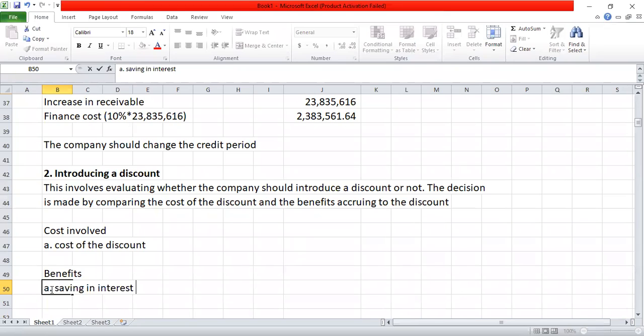So if you introduce a discount, you expect your receivables to reduce. If your receivable reduces, then it means you may save a finance cost that you are used to finance the receivables. You can also have a saving in bad debt, because you expect your bad debt to reduce. So those are maybe the advantages that can accrue if a company introduces a discount.